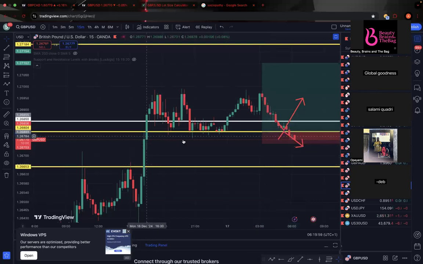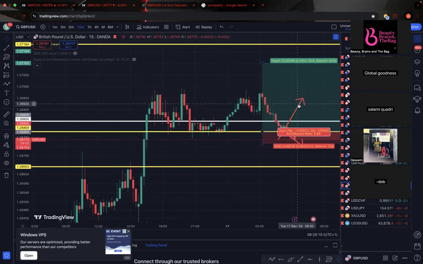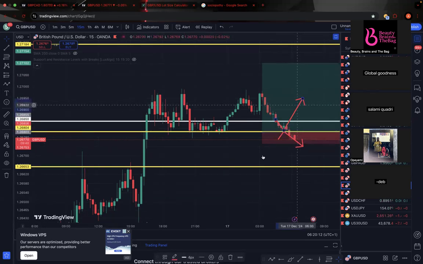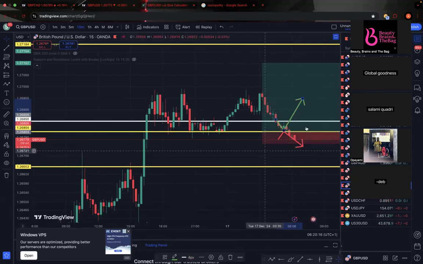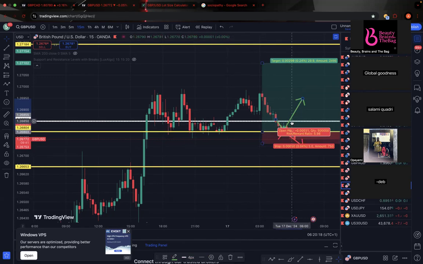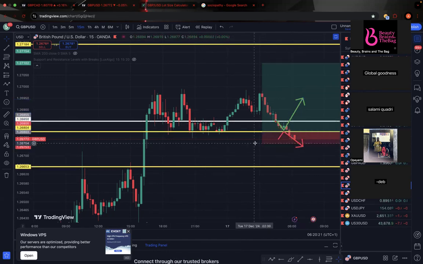Now, this is actually an area of support here. Looking at how the market has been moving since, you have to make a decision here. If you're looking to buy the market, that basically means you feel that the market will go up from this particular point. And if you sell the market, that means you feel like the market is going down from this particular point.